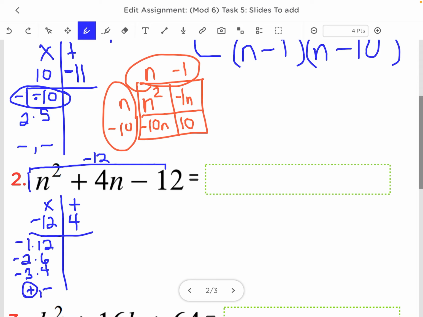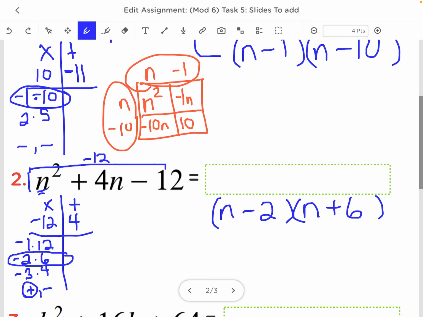So as I'm looking at that, the -2 and +6 is what's going to work. And that's going to work because -2 times 6 is -12. -2 plus 6 is equal to 4. Again, I could do the box, but I don't need to. N is my variable, so N and N, and then minus 2 and plus 6.